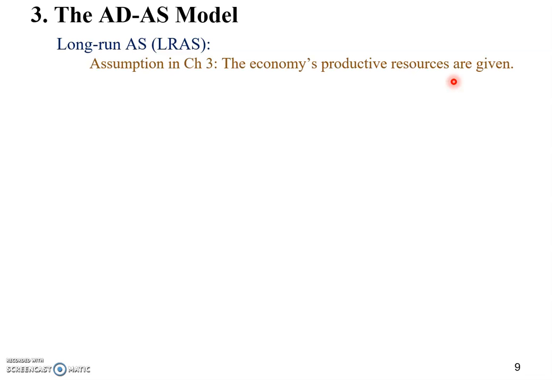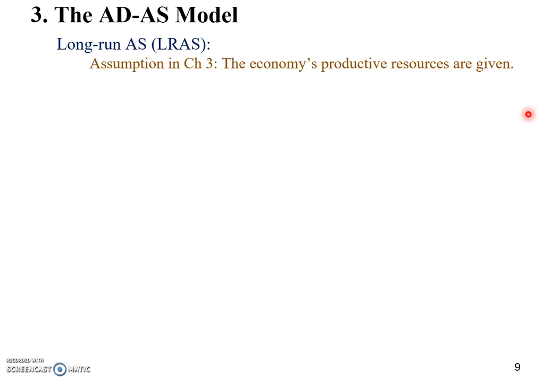We also use the assumption which we made back in chapter 3 that says the economy's productive resources are given. Okay? In other words, in terms of capital, labor, technology, and land, they're not growing. And if they're not growing, then how much this economy can produce would be given, all right? Because you don't have more resources like more workers or more technologies to use.